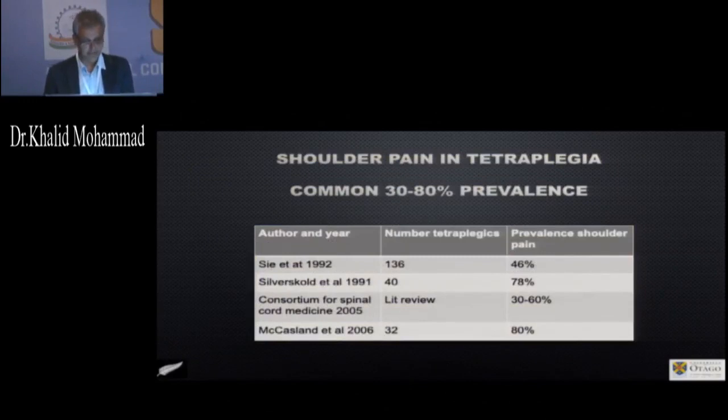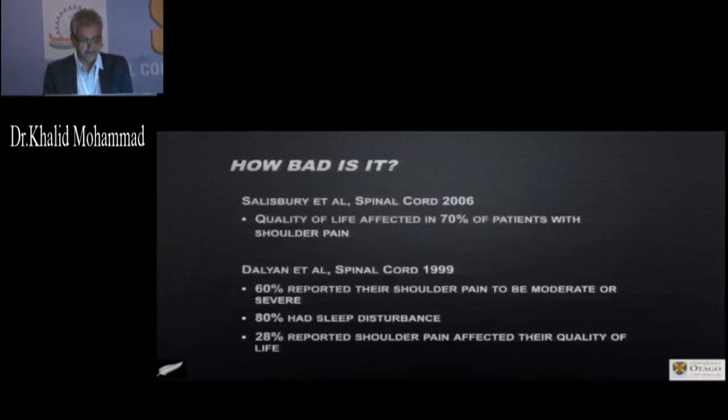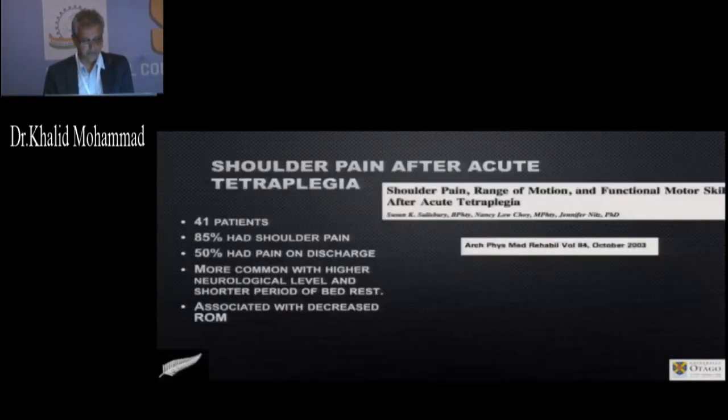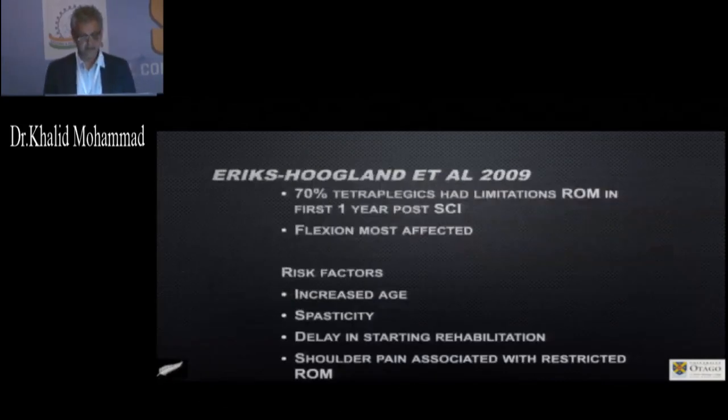Prevalence 30 to 80%. There's some papers supporting that. How bad is it? 70% of patients in one study reported that it had a significant effect on their quality of life. The acute phase in tetraplegia is often associated with shoulder pain. 85% of patients in one study had shoulder pain after their acute admission, and this gradually decreased. There's an association with these patients getting shoulder pain of patients having a markedly decreased range of motion.